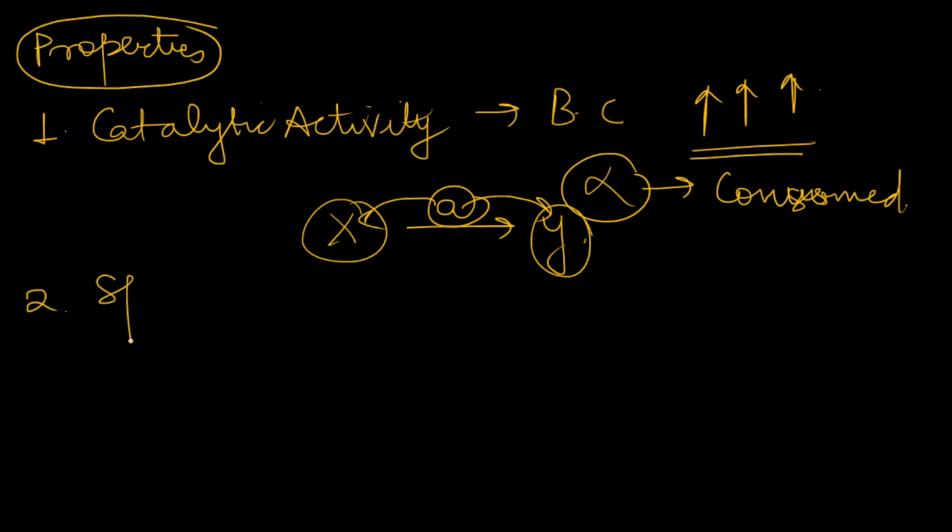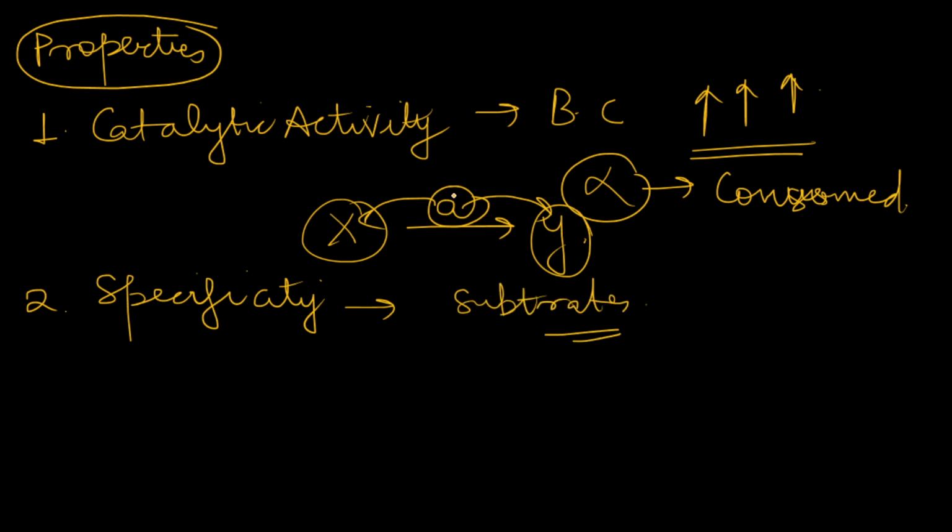Second, it is very specific. Specificity will be the second property of enzymes, that is, they are very specific to their substrates. Meaning each enzyme typically catalyzes one particular type of reaction. Suppose this enzyme has its role in this particular chemical reaction, so it will have a role in similar reactions only, and will not go and have some other types of roles. So it is very specific towards its substrates.